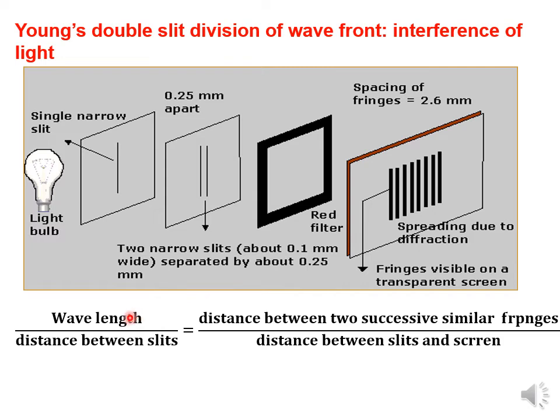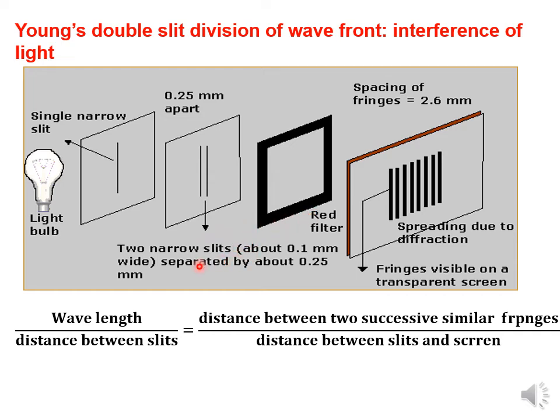Wavelengths of light divided by distance between slits. Distance between slits اللي هي هنا 0.25. يبقى هنا wavelengths of light وبعدين distance between slits اللي هي 0.25 مليمتر. وبعدين distance between two successive fringes here separating of fringes 2.6 مليمتر. يبقى هنا 2.6 مليمتر. وبعدين distance between slits and screen. This distance between slit and screen.